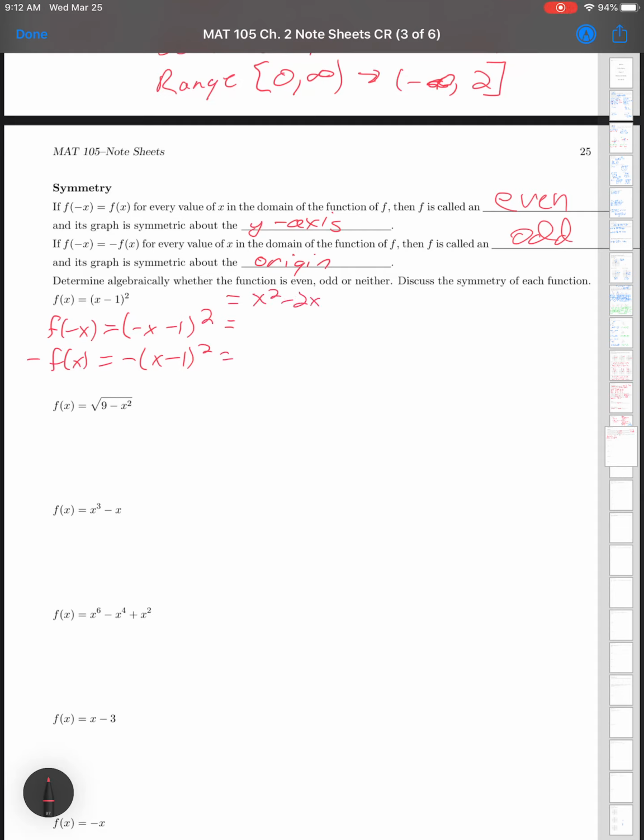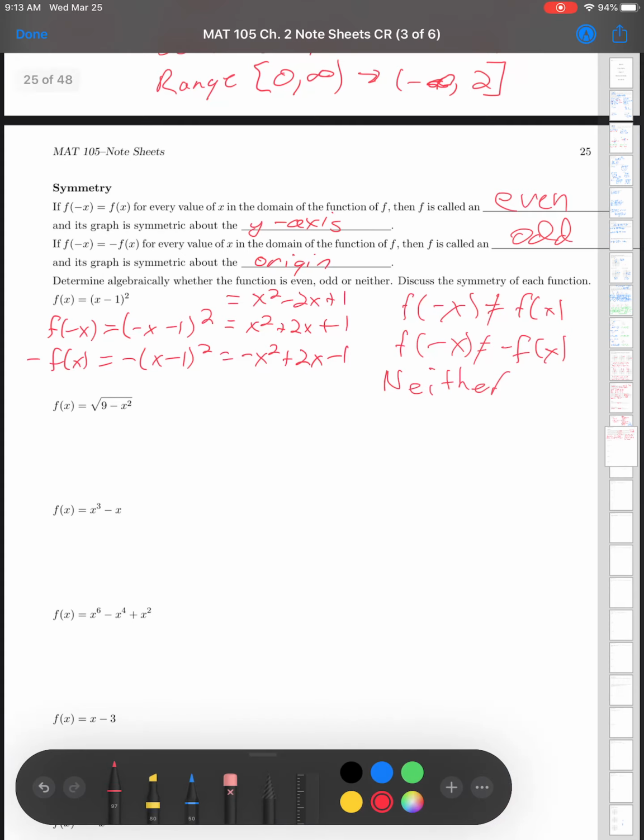So if I multiply out the first one, I get x squared minus 2x plus 1. If I multiply out the second one, I get x squared plus 2x plus 1. And if I multiply out the last one and distribute the negative, I get the opposite of x squared plus 2x minus 1. So the question is, are any of those equal to each other? Does f of the opposite of x equal f of x? Or does f of the opposite of x equal the opposite of f of x? If we look at those, none of those are the same, so the answer is neither of those. So this has neither symmetry.